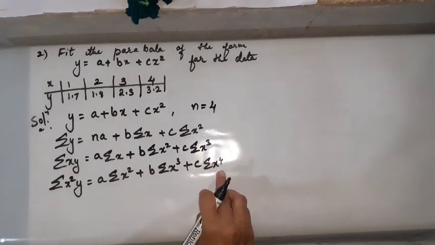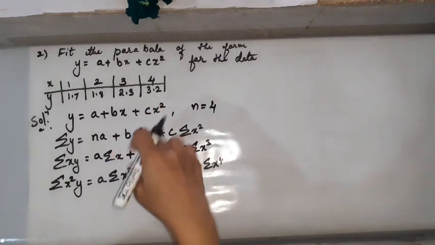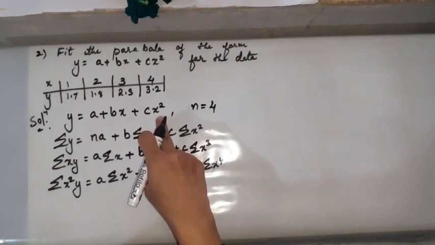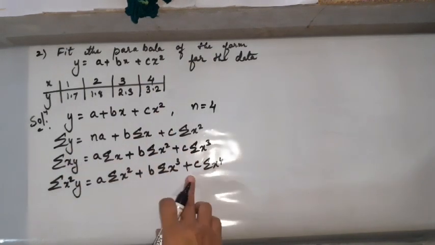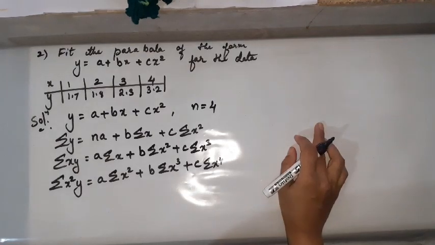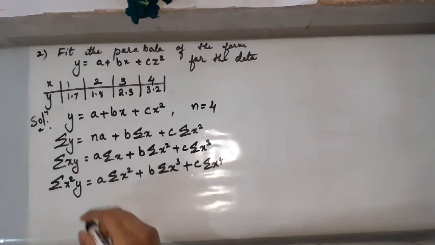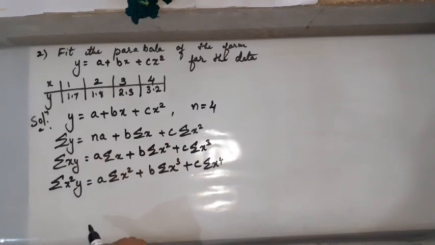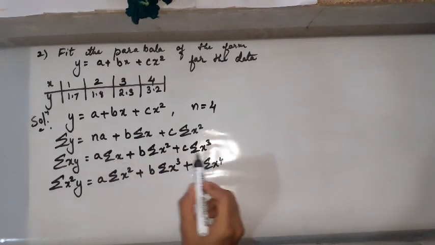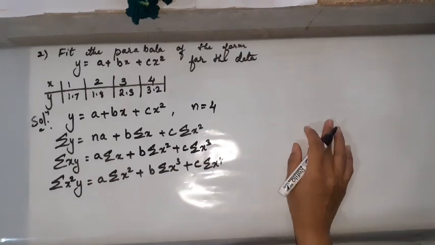Why see x to the power 4 here? Earlier it was x square. You are multiplying x square to it. It becomes x to the power 4. C is outside. Summation x to the power 4. Okay. So what all you need in the normal equations? You need summation y, summation x square, summation xy, summation x. All these values we have to evaluate, tabulating them.